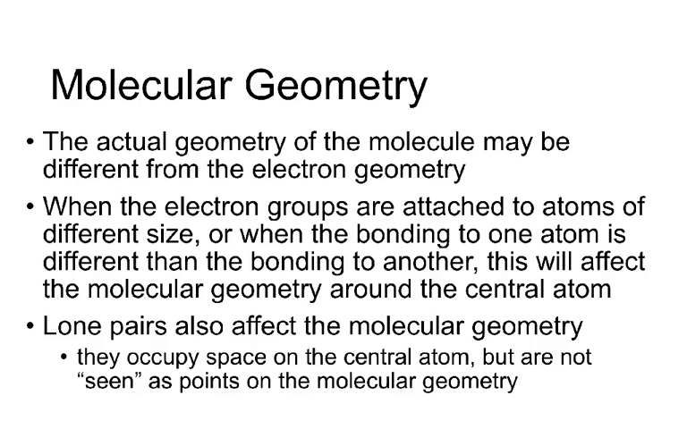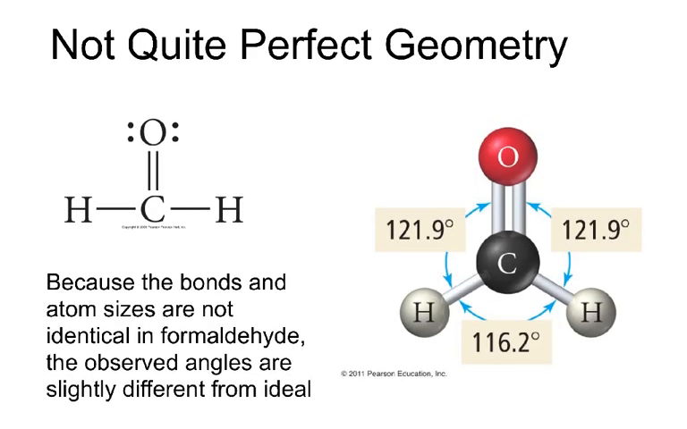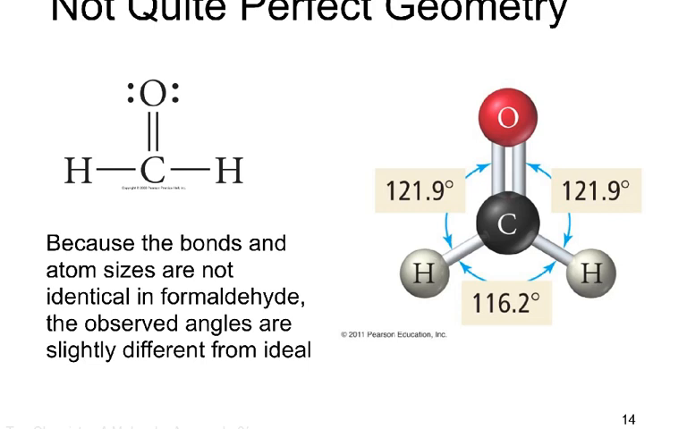What we covered in the last slides were the electron geometries. Now we can talk about the molecular geometry, which could be different because while lone pairs take up space, they don't show up in the overall molecular shape. So they're going to affect the molecular geometry, but they're not seen as points in the molecular geometry. It's also important to know that if you don't have the same thing bound in every spot, you can get shifts in your molecular geometry.